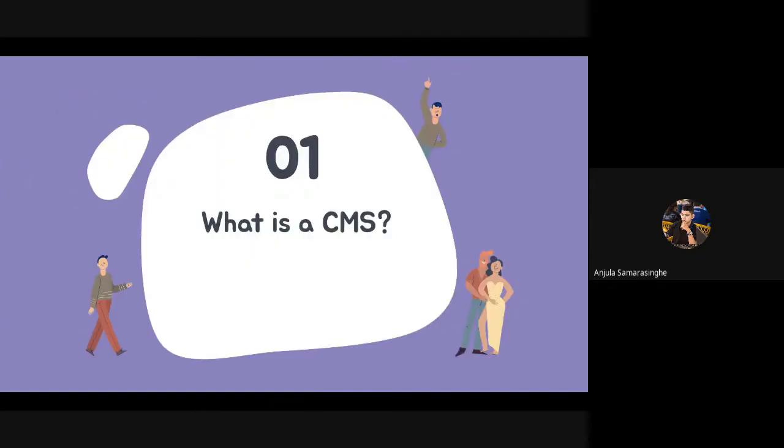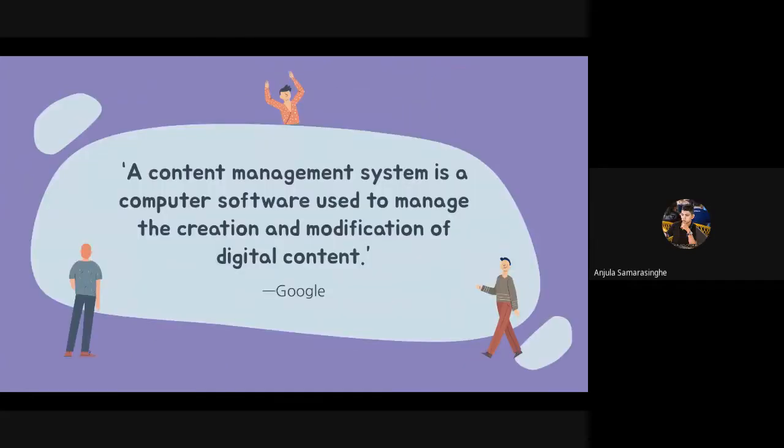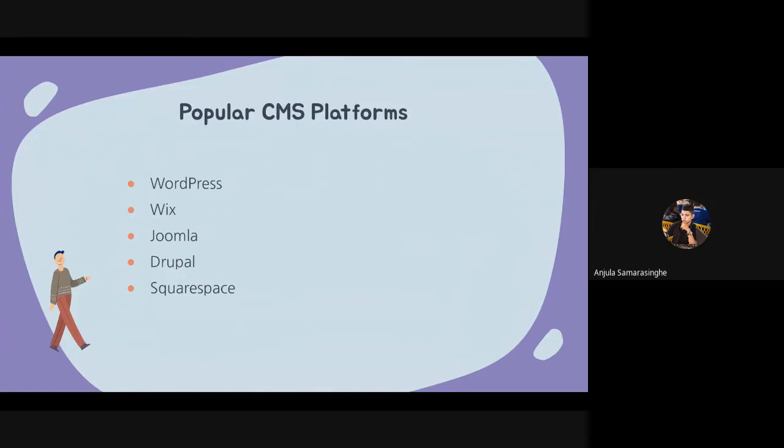Does anyone know what a CMS is? Content Management System, right? Yeah. So CMS stands for Content Management System. A CMS is computer software that we use to manage the creation and modification of digital content, according to Google. Although most of us have used a CMS in our lives, some of the most popular CMS platforms are WordPress, Wix, Joomla, Drupal, and Squarespace. So now we know what a CMS is.